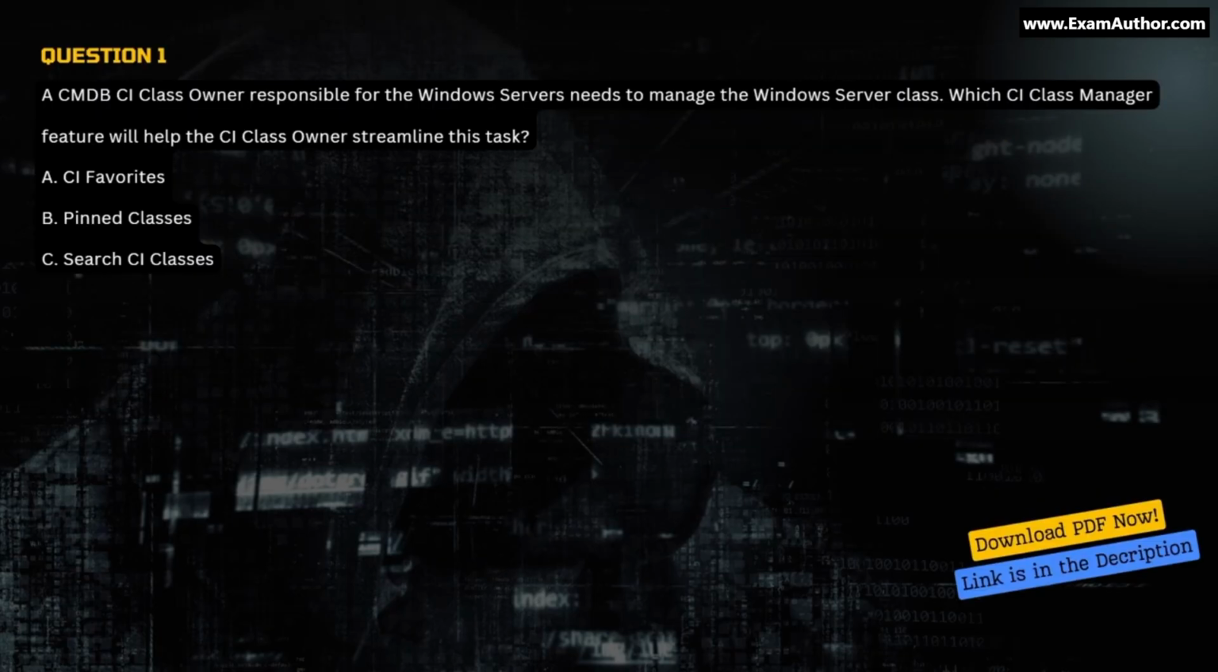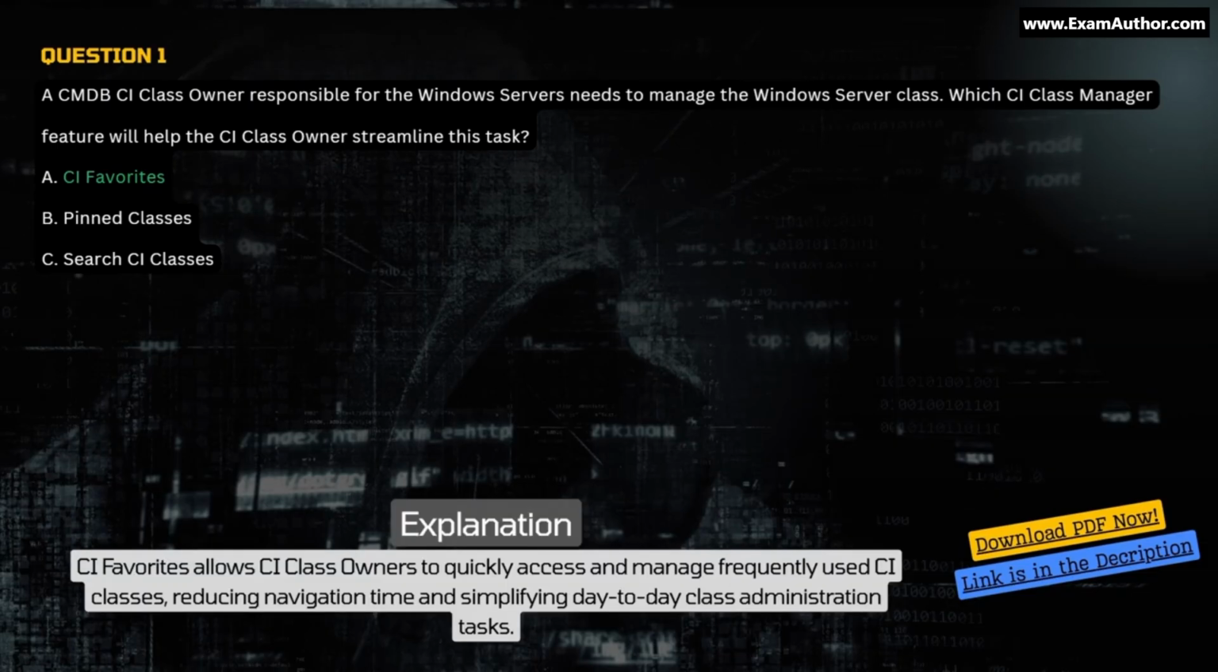Question 1. A CMDB CI class owner responsible for the Windows servers needs to manage the Windows Server class. Which CI class manager feature will help the CI class owner streamline this task? A. CI favorites. B. Pinned classes. C. Search CI classes. Correct answer A. CI favorites. Explanation. CI favorites allows CI class owners to quickly access and manage frequently used CI classes, reducing navigation time and simplifying day-to-day class administration tasks.